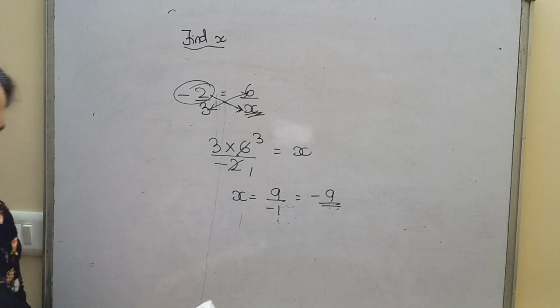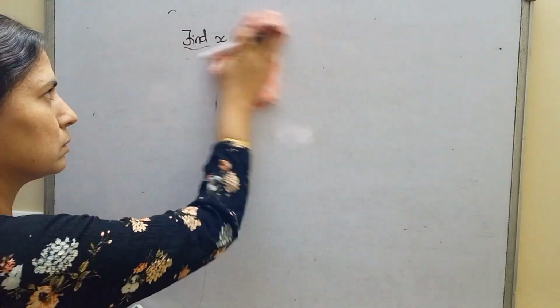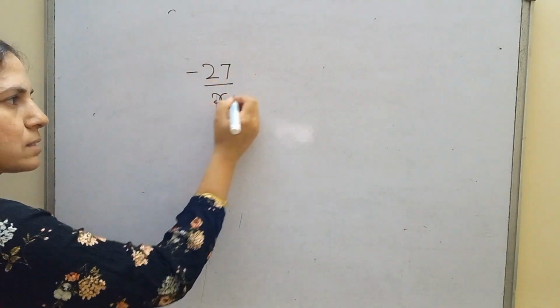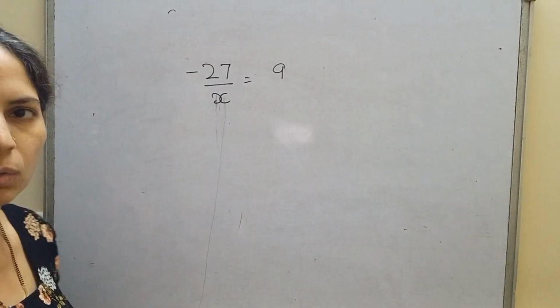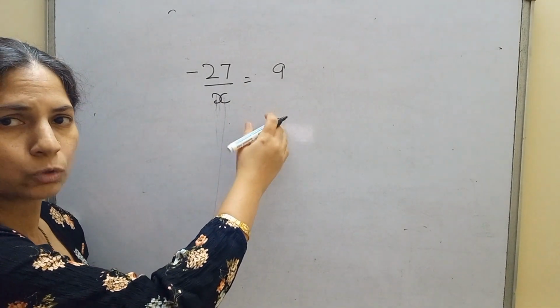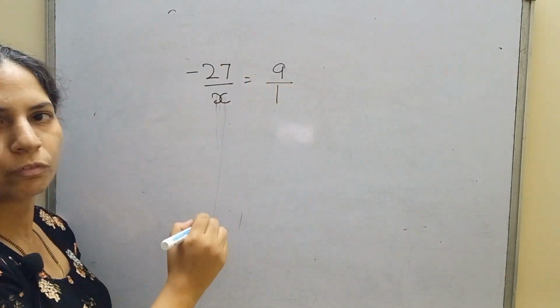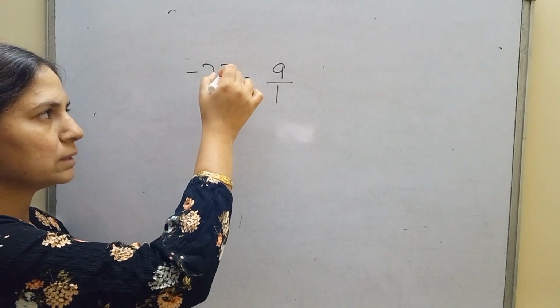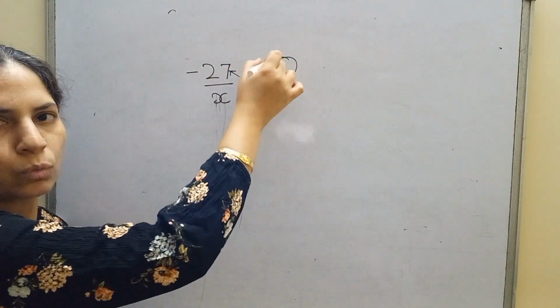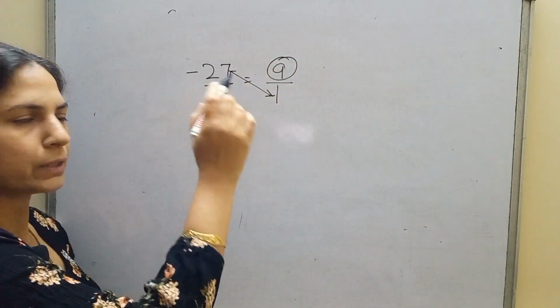Let us go ahead with a bit bigger number. Minus 27 upon x is equal to 9. Now see, this one is having no denominator. When you have no denominator, you should put 1, okay? Now see, he is having a proper pair, but this 9 is a poor fellow. We will put this poor fellow in the denominator, okay?